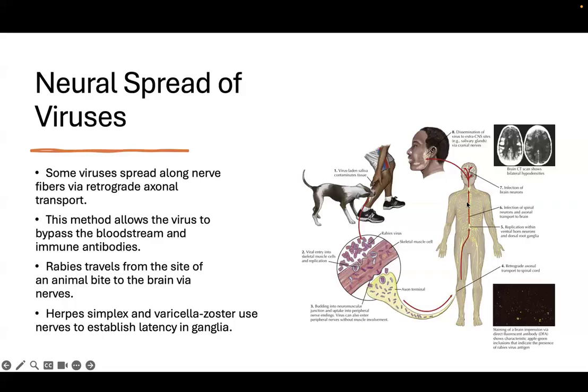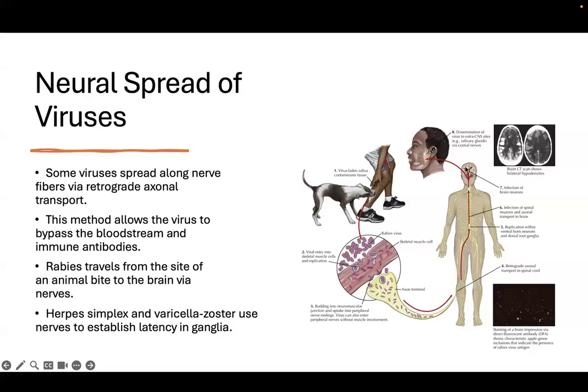So what can technically happen is that the rabies virus is literally just going along the track of this neuron. It's traveling through the neuron, and we call this neural spread. It doesn't go to your blood, and it doesn't need to. Think of it as a train track that the virus is using to go to the site that it needs to go.